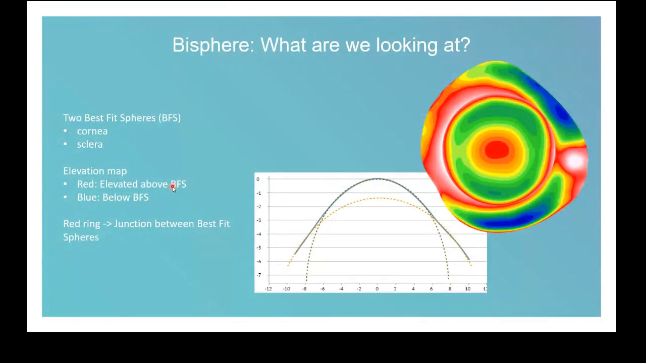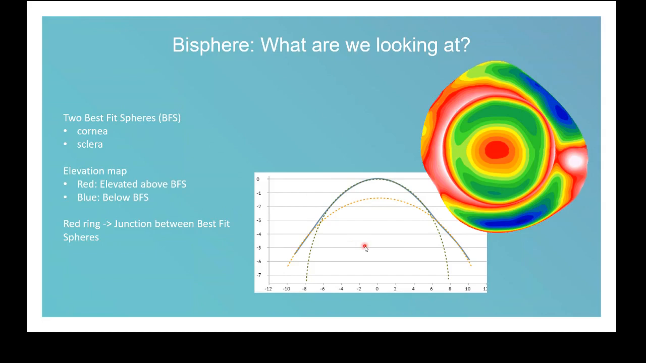To see details on a sagittal height map, you always have to fit a best fit sphere. And we fit 2 best fit spheres. We fit 1 best fit sphere for the cornea, so for the central part of the measurement, and the second best fit sphere is for the sclera. If you look at this cross section down here, you can see that this green dotted line is the best fit sphere for the cornea, and the yellow dotted line is the best fit sphere for the sclera.